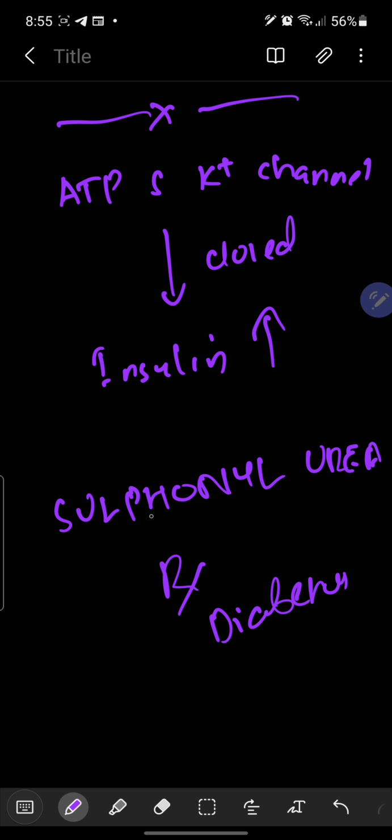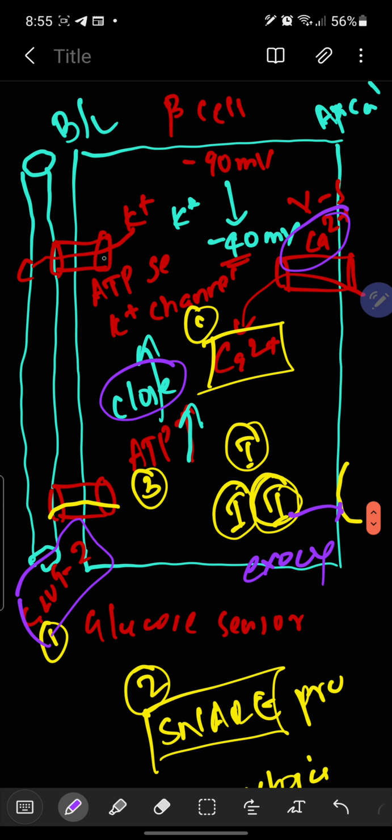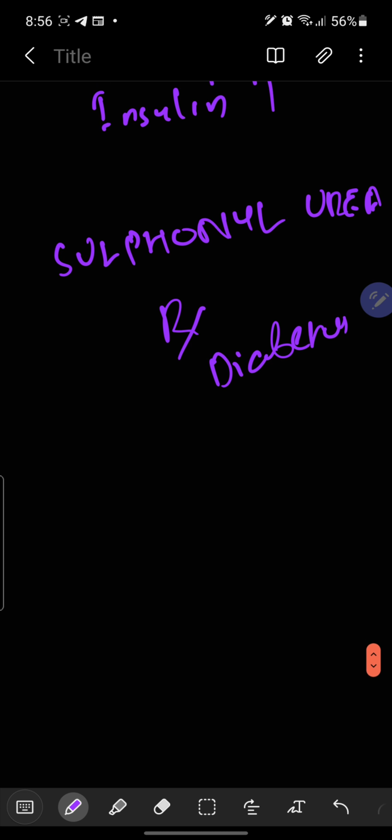As the receptor of sulfonylurea is present in this ATP sensitive potassium channel, this channel is also called SUR, sulfonylurea receptor.